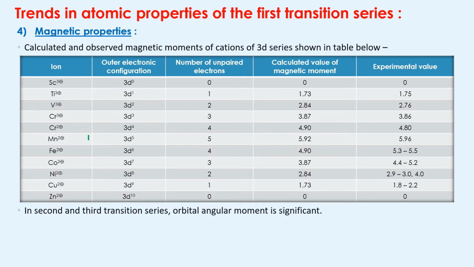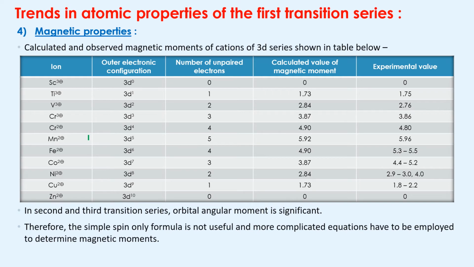Now in the second and third transition series, what happens? Your magnetic moment is due to two factors, spin angular momentum and orbital angular momentum. In the first transition series, orbital angular momentum is negligible, or you can neglect it, because it is quenched. But in the second and third transition series, the orbital angular momentum is significant. Therefore the previous spin-only formula is not useful for calculating the magnetic moment of the second and third transition series. More complicated equations have to be employed to determine magnetic moments.